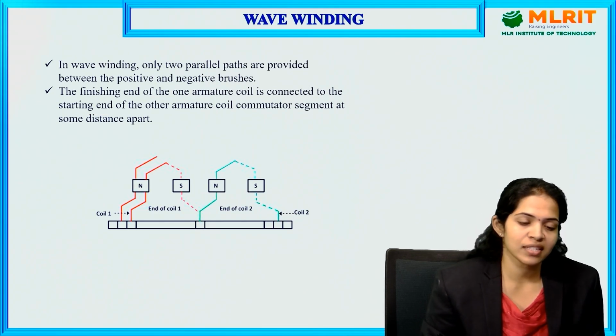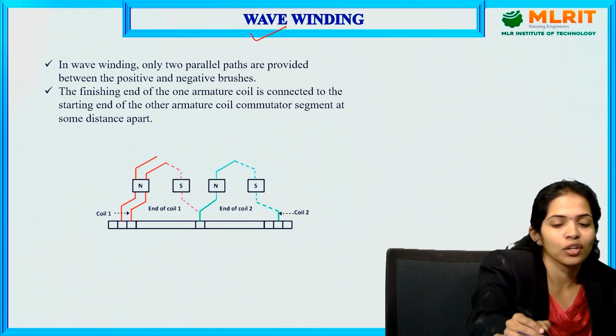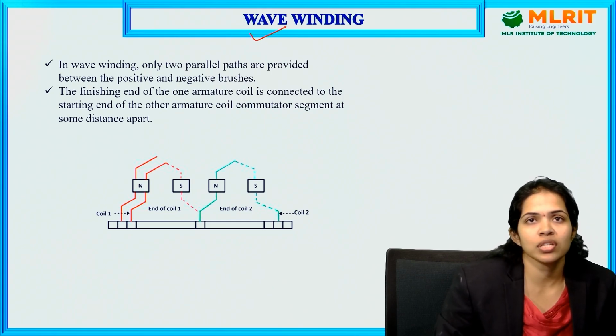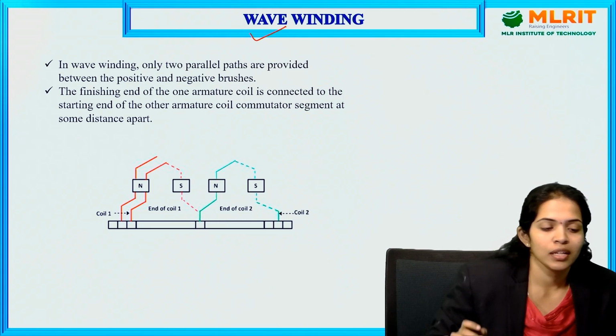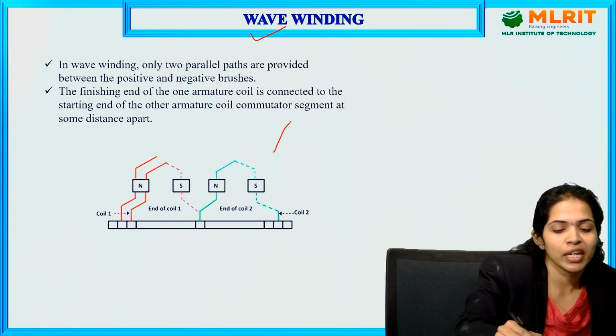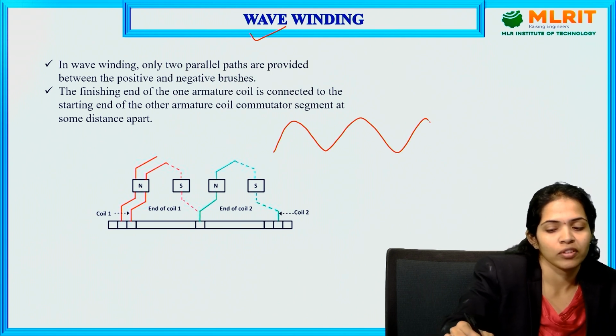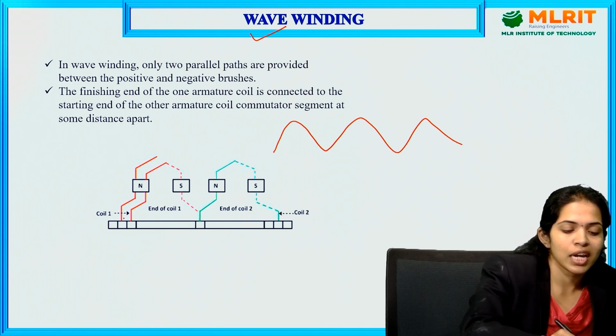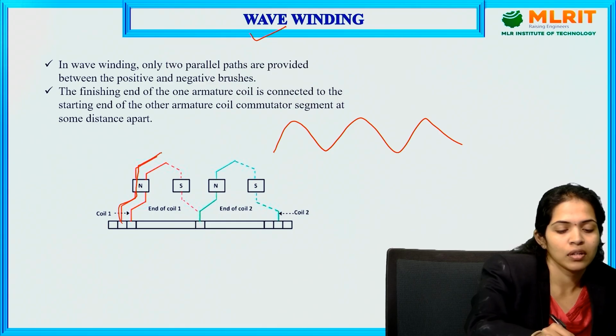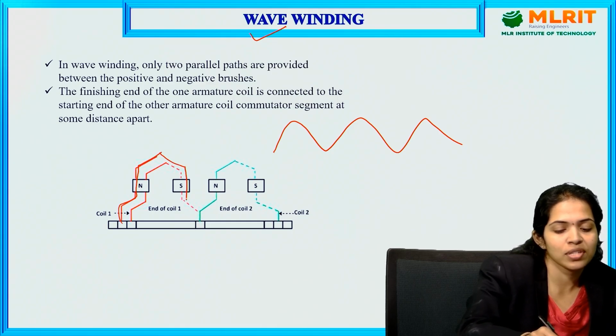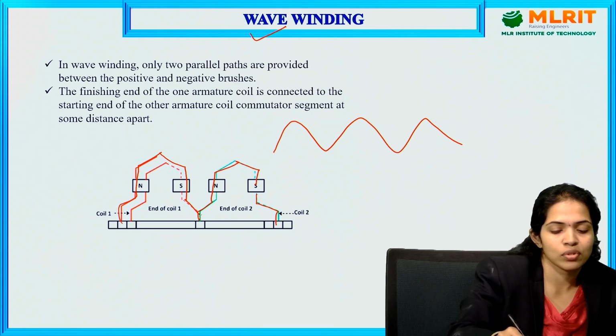Moving on to the next, we have the second category of winding which we do in armatures. It is nothing but the wave winding. So in wave winding, we simply connect the conductors in the form of a wave. That means the first end of the first coil and the second end of the same coil will be connected to the first end of the next coil, which is under the influence of the same poles.